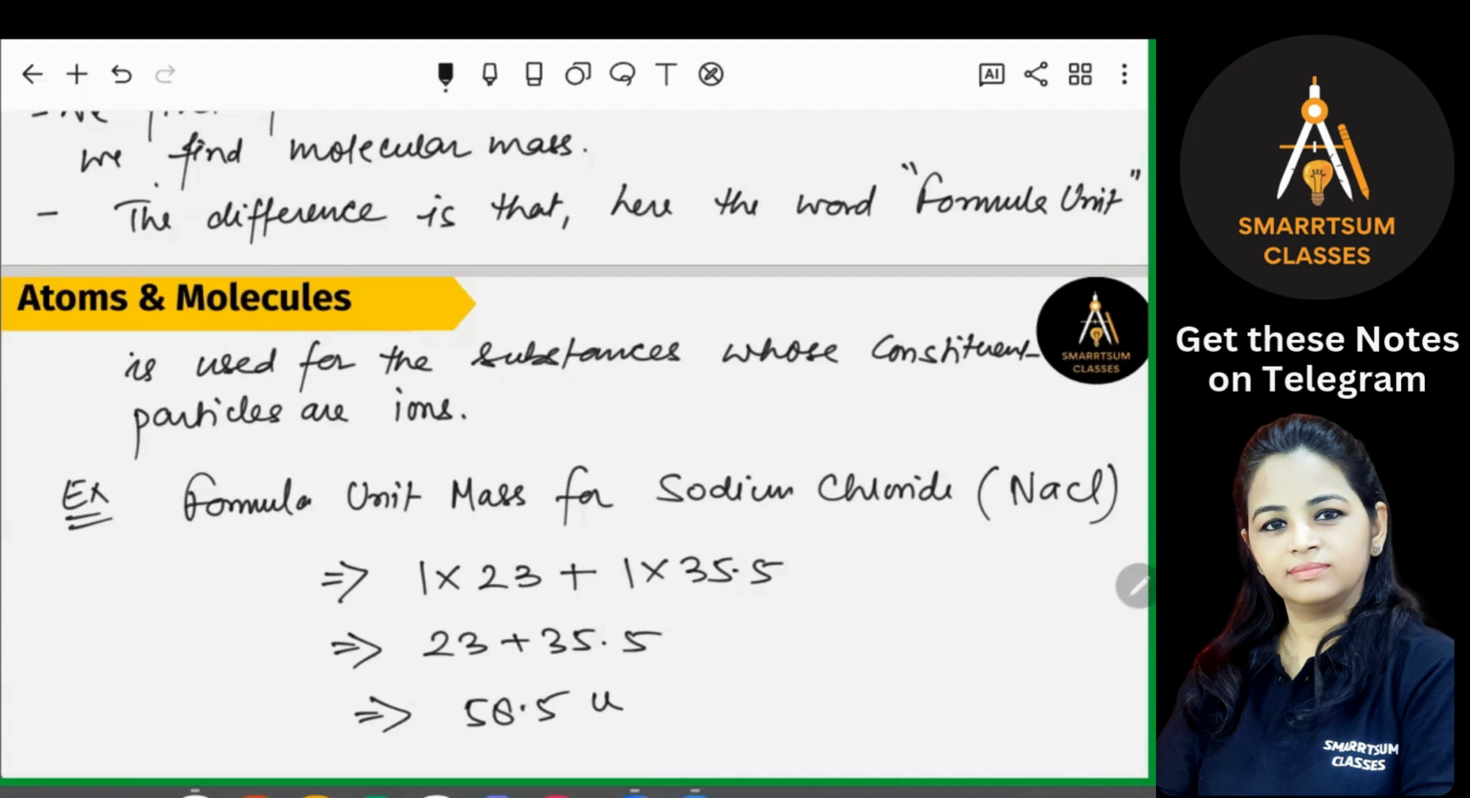So it is just the difference of the name, formula unit mass or molecular mass. Whenever the compound is an ionic compound, instead of using the word molecular mass, we use the word formula unit mass, and we find it exactly in the same way as we find the molecular mass of the molecule of a substance. I hope everybody is clear with it now. Yes or no?